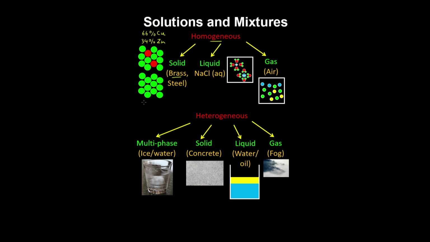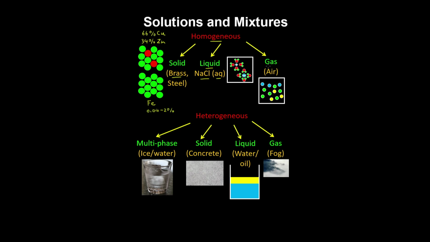And similarly you have steel, which is an interstitial alloy comprised of iron and a small percentage of carbon, which also has the same structure over large interatomic distances. Now an example of a homogeneous liquid is sodium chloride dissolved in water, where you can see that the water atoms surround the ions due to ion dipole interactions.